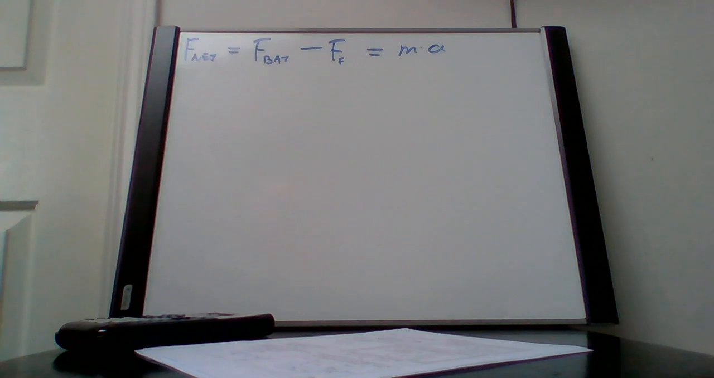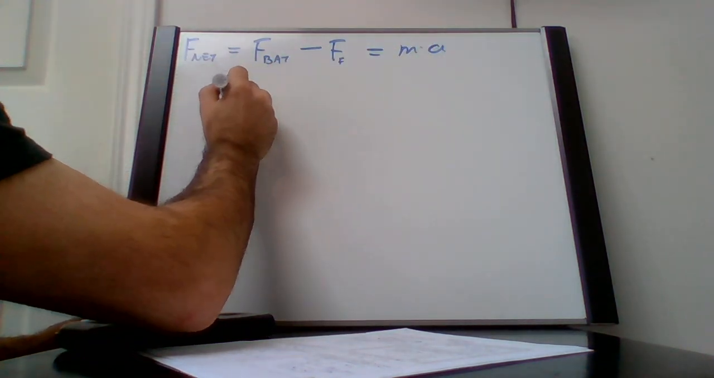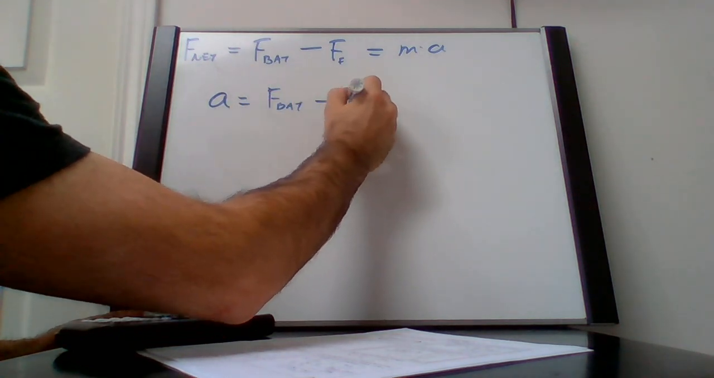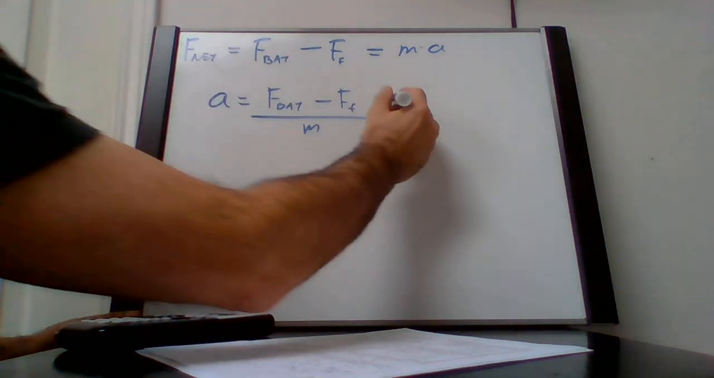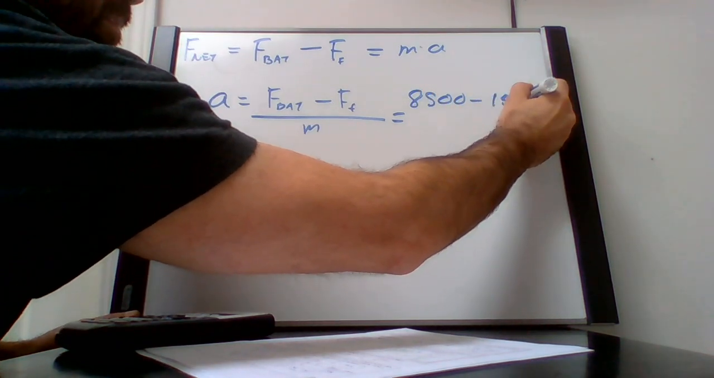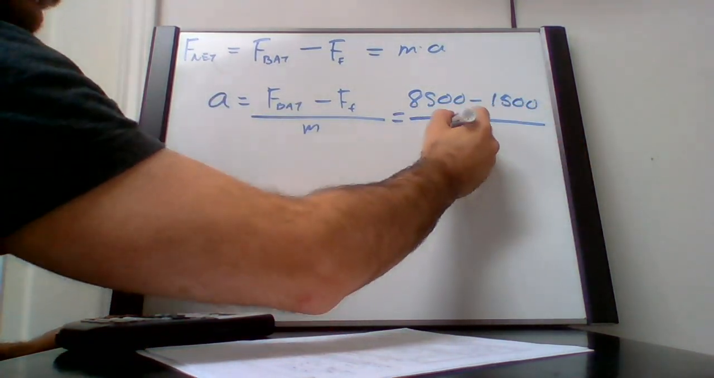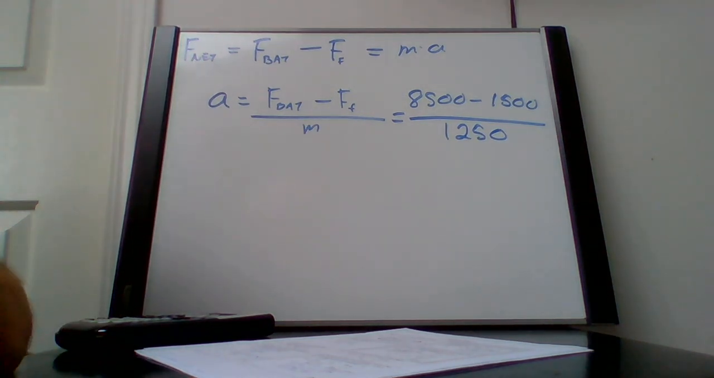In the last problem, I plugged in the numbers and then manipulated the formula. In this one, I'm going to manipulate the formula first. I've got to divide out this m on both sides. So my acceleration is going to be the F of the Batmobile minus the force of friction, divided by the mass. Now we can plug in those numbers: 8,500 newtons minus 1,500 newtons, divided by our mass of 1,250 kilograms.